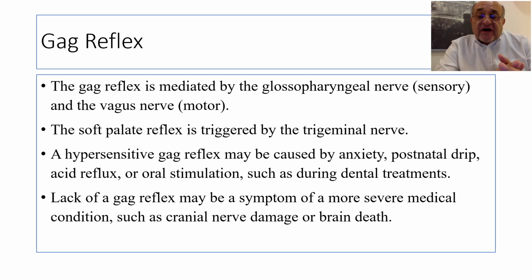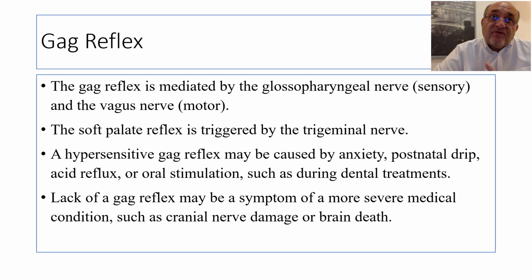The nerves responsible for the gag reflex: it is mediated by a sensory nerve, the glossopharyngeal nerve, and by the vagus nerve, which is a motor nerve. So there is involvement of two cranial nerves, the glossopharyngeal, which is the sensory part, and the vagus, which is the motor nerve. However, if the trigger area is the soft palate, then the trigeminal nerve will be involved.